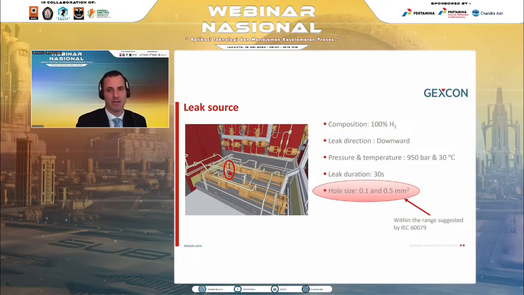Now, before we get into the CFD modeling, I just want to benchmark against IEC 60079-10-1 for the system, which gave a ventilation velocity required to achieve high dilution as being 17 meters per second for a 0.1 square millimeter hole, and a very large 85 meters per second velocity for a 0.5 square millimeter hole. Just to note that these velocities are required around the leak points, not just in the general area.